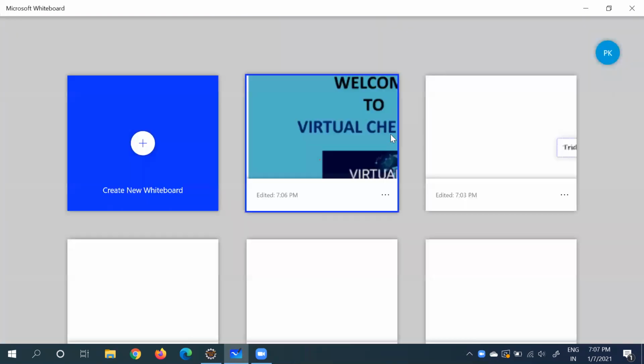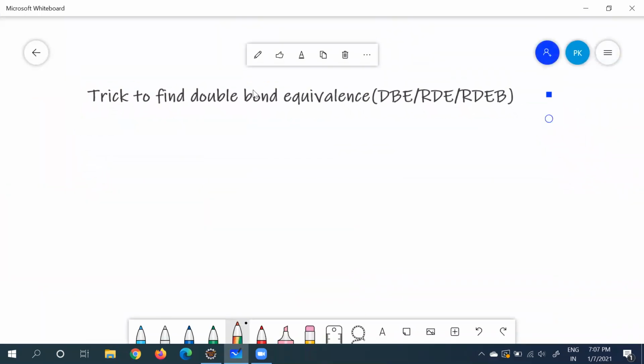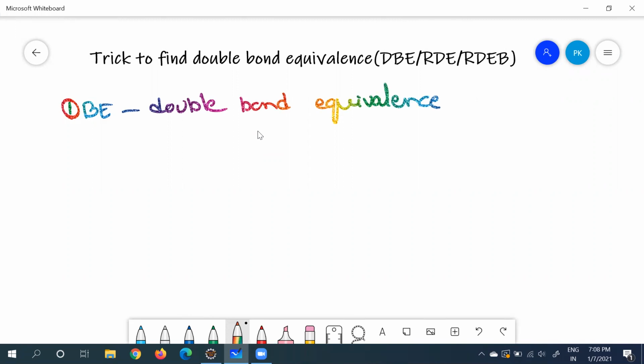Today we are going to discuss a very important and very easy trick, that is a trick to find double bond equivalence. The other name is DBE, which stands for double bond equivalence. It can even be called RDBE, that means ring and double bond equivalence. So, a very important trick, students.